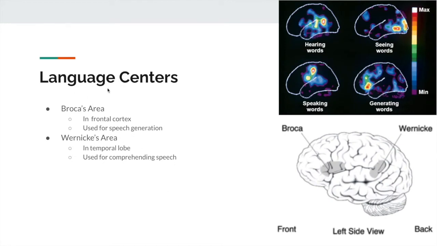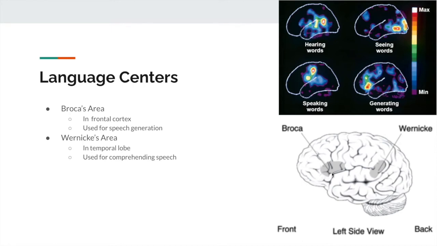So now we're going to be talking about the language centers of the brain. You may have remembered, we talked about these earlier. The first part that we're going to be talking about is Broca's area. Broca's area is over here, near the frontal lobe, and it's responsible for a lot of speech output.